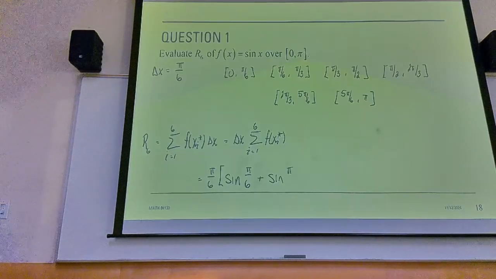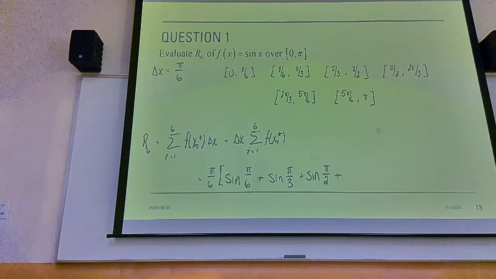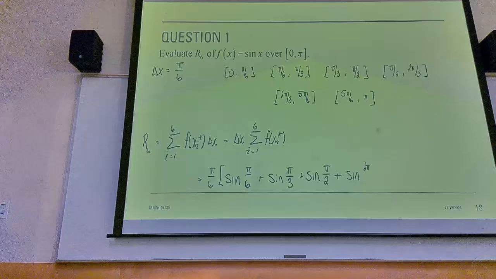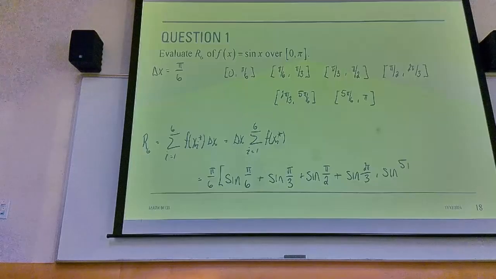Right endpoint of the second is pi over 3. Of the third is pi over 2. Of the fourth is 2 pi over 3. Then 5 pi over 6. And finally, pi.